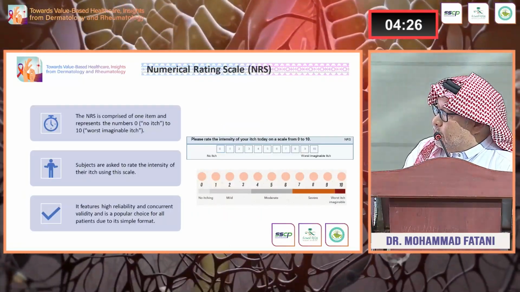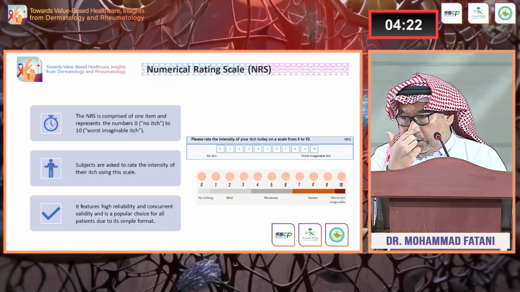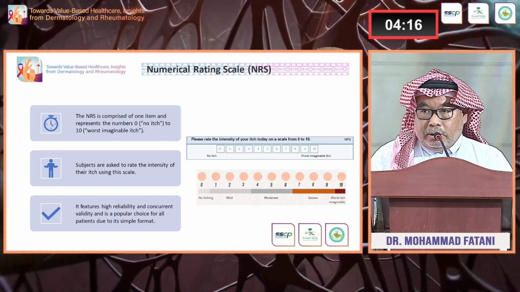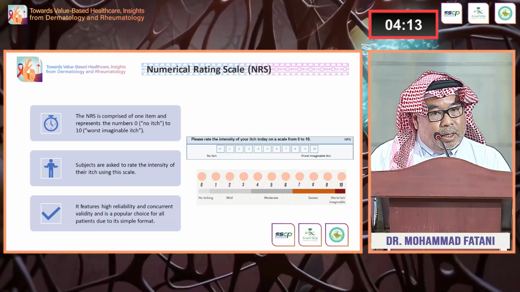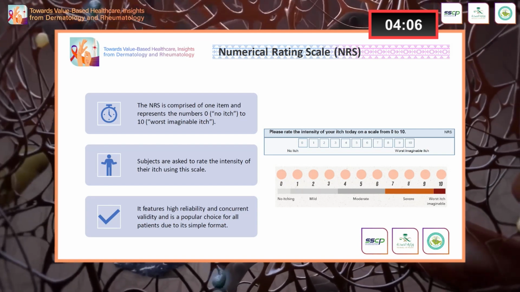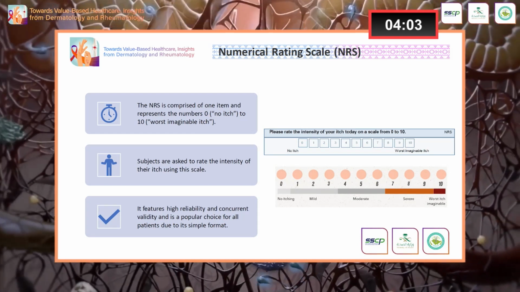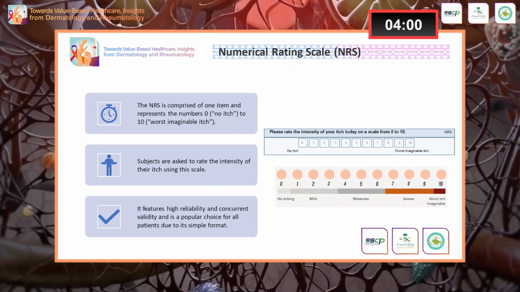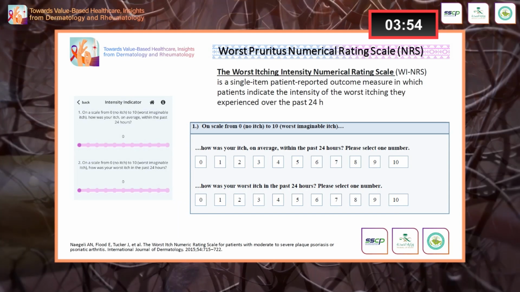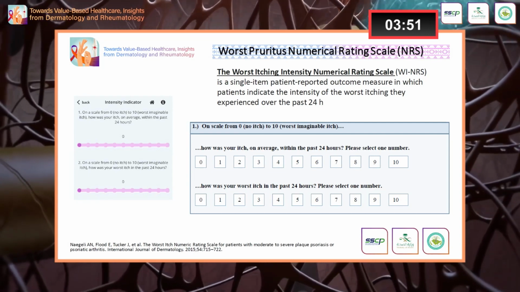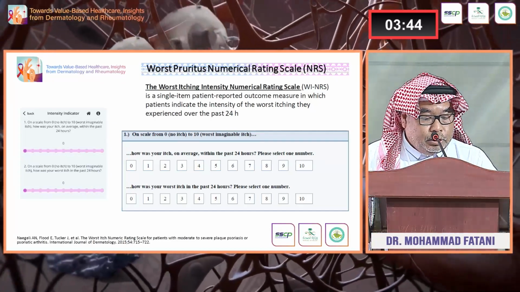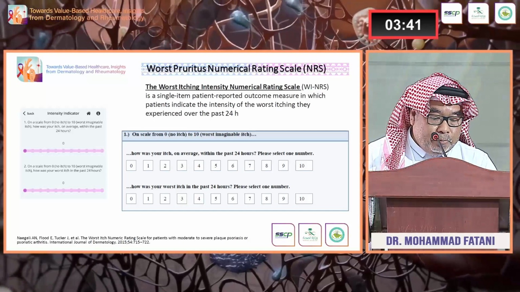This is the numerical rating scale. I think we are all familiar with it; it is just a simple question. We ask how the average pruritus was in the last 24 hours, and the patient says, let us say, 3. If it is 3, we consider it mild based on the interpretation below. 4 to 6 is moderate. If it is 10, it is the worst itching. There is another scale we call the worst pruritus numerical rating scale. How do we ask the patient about this one? We ask, how was your worst itching in the past 24 hours? So we have the average and we also have the worst one.